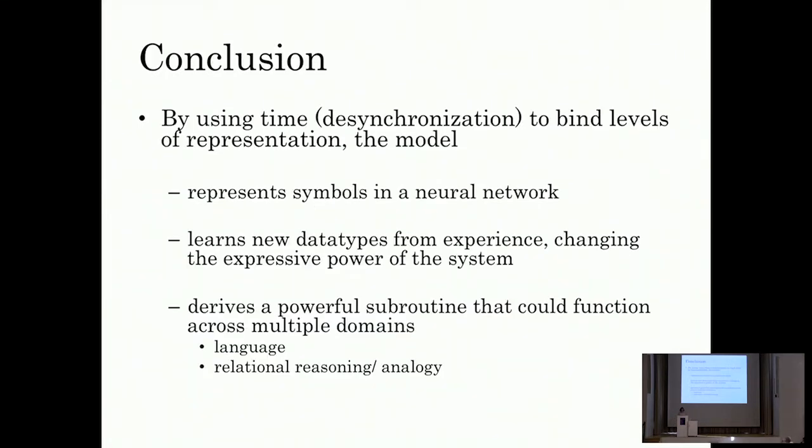All right, so I'll conclude. Basically, by using time or desynchronization across levels of representation, the model is able to represent symbols in a neural network. It can learn new data types from experience, which makes it more expressive. And this means that this subroutine, time-based binding as we call it, is explanatory for these analogy tasks that I talked about, but it's also beginning to edge in the right direction for sentence processing, I think. And that, I think, is an attractive feature, right? Because it's not coming up with a new mechanism, it's repurposing one.